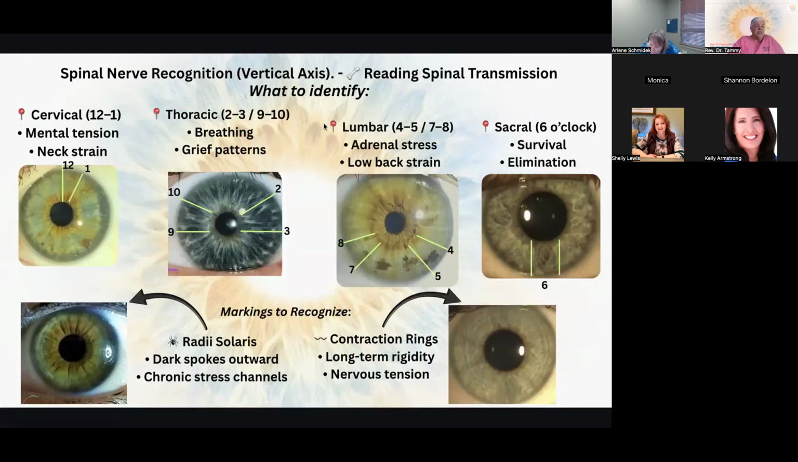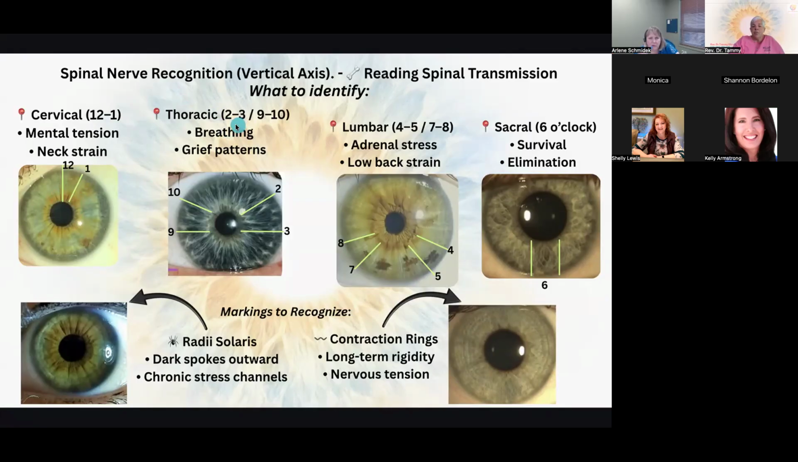Spinal nerve recognition, vertical axis, reading spinal transmission, what to identify. So you've got your cervical spine, 12 to 1. This could be mental tension, neck strain, and you'll see that this person has these types of things going on.